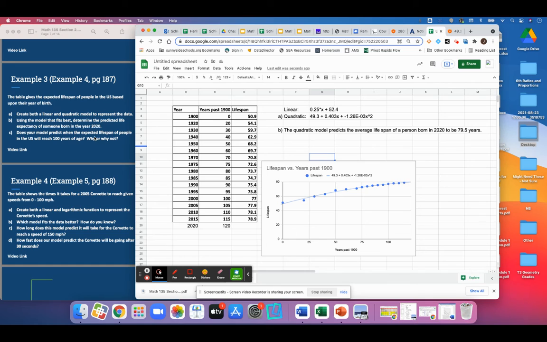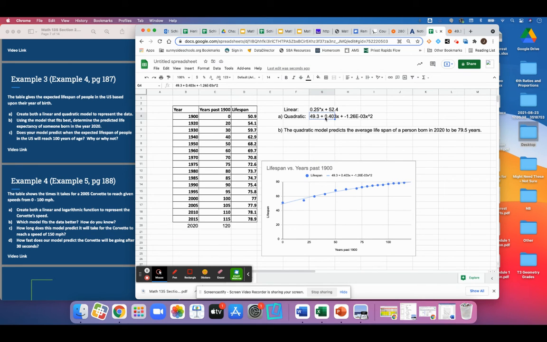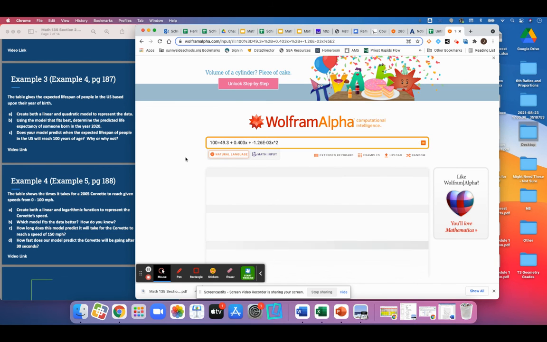And when does our model predict the lifespan of people in the United States will reach 100 years of age? Or does our model predict that? Why or why not? So let's come back to Wolfram. And we need to see if this model would predict 100 years of age. And so the 100 years of age is going to be our y value. So we're going to bring this in here. As it was, we'll set it equal to 100, and we will see what happens.